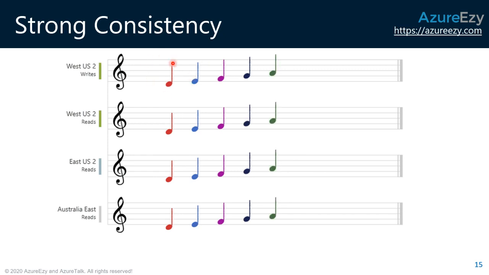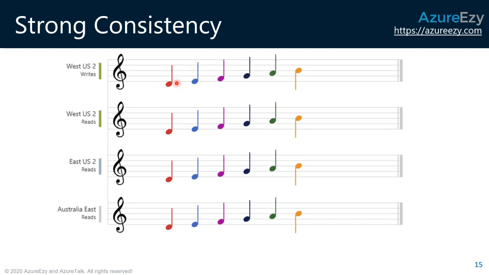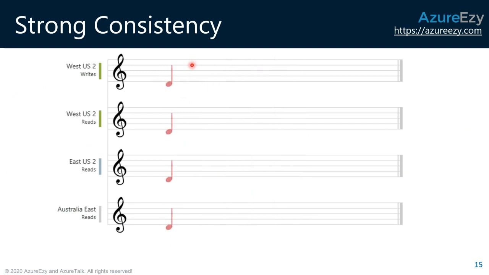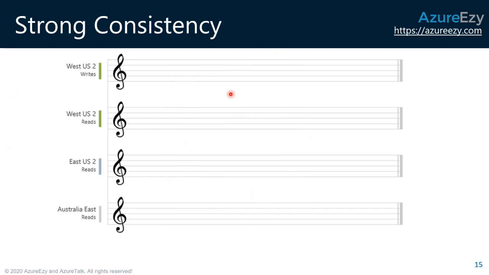It's maintaining the consistency. It will allow you to read the latest data. Doesn't matter if you're reading it from Australia East or East US, you are reading the same data. Follow the color coding. Red, red, red, blue, blue, blue. It's a representation of the consistency through these musical notes. I call it magical notes, but it doesn't matter what we call it, we need to understand the concept.